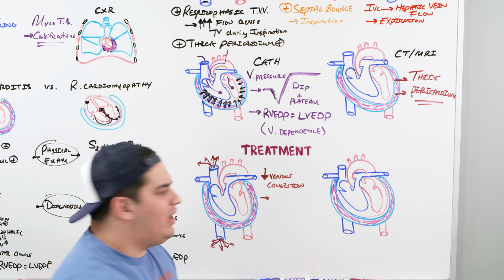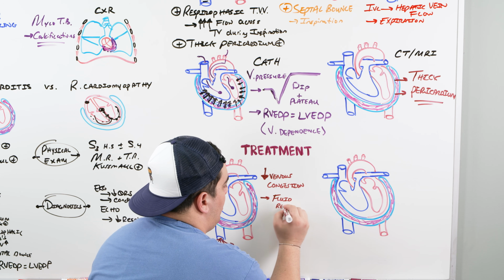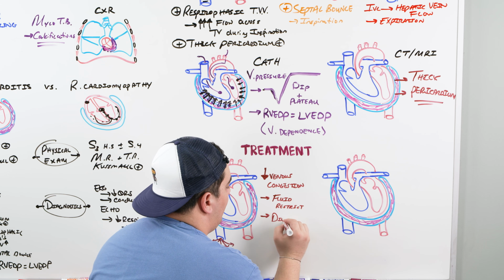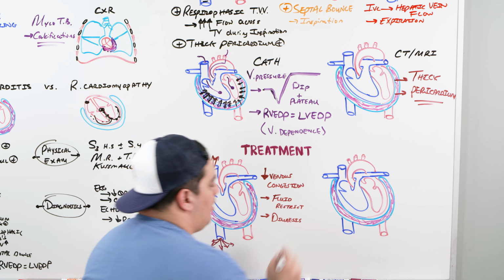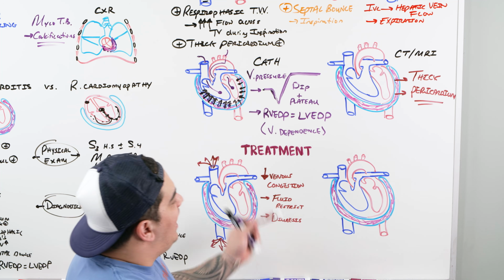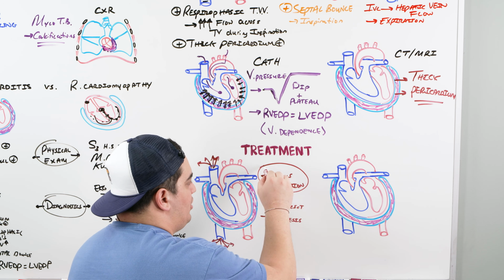Well, the way that you may do that is fluid restrict to some degree. And if that doesn't work, then the next thing that we're going to have to do for these patients is pull that fluid off via diuresis. And this is where we may use things like loop diuretics, okay? Now that's the temporary treatment, particularly to symptomatically reduce venous congestion.